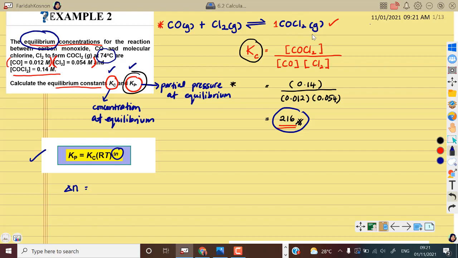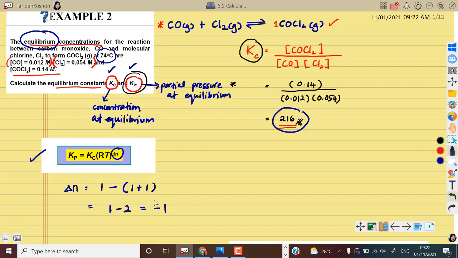Okay, berapa dia punya stoichiometrical coefficient? Kat sini 1. Jadi 1 minus, okay, produk kita, reactant kita ada berapa? Ada 2. Dan 2 tu adalah gas. Jadi, minus hasil tambah stoichiometrical coefficient bagi reactant yang dalam keadaan gas. So, kat sini 1, sini pun 1. Jadi, 1 plus 1. So, kalau ikutkan, 1 minus 2, delta N kita sepatutnya it should be negative 1.